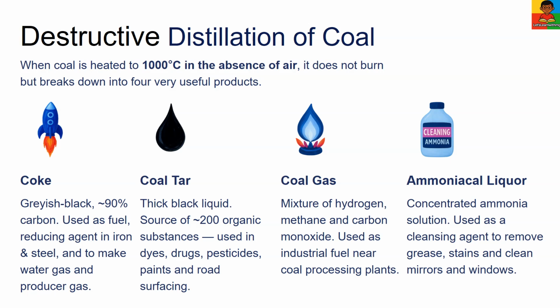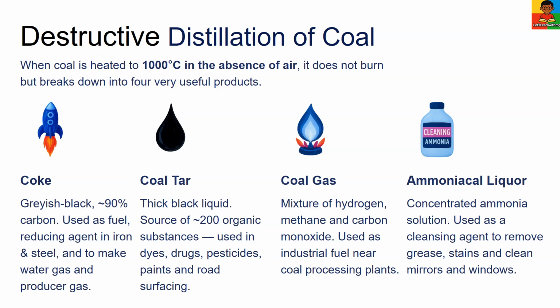When coal is heated to 1,000 degrees Celsius in the absence of air, it does not burn, but breaks down into four useful products. Coke is a grayish-black fuel, about 90% carbon, used as a reducing agent in iron and steel, and to make water gas and producer gas.